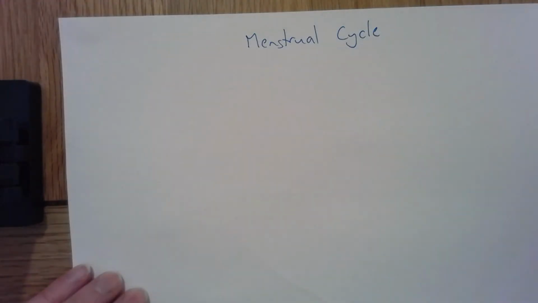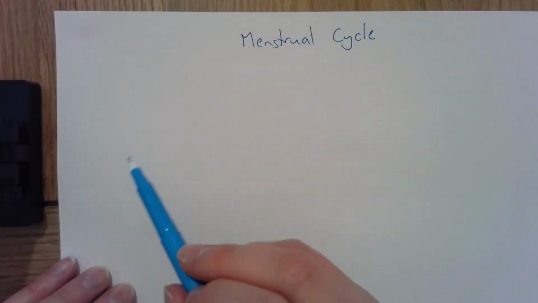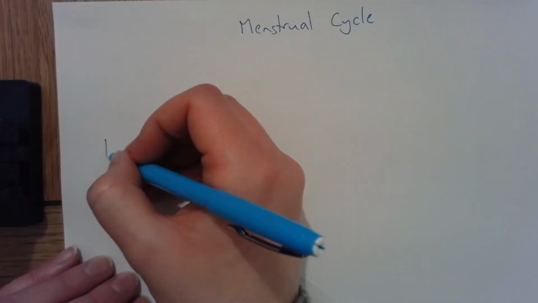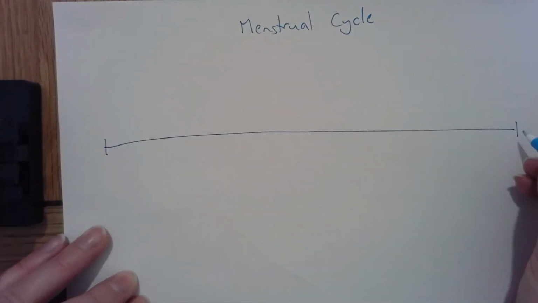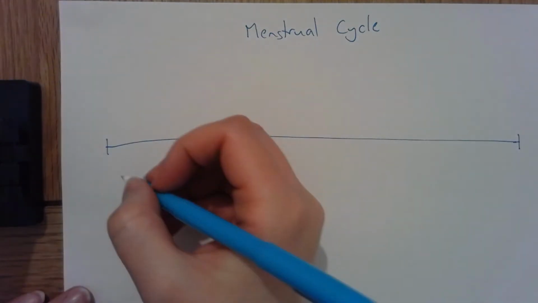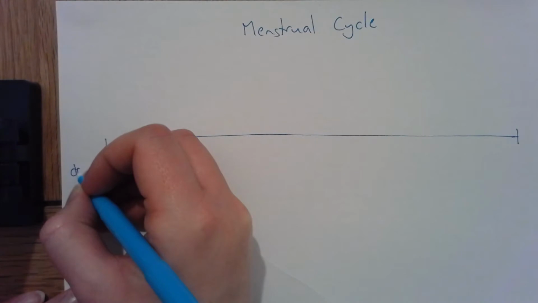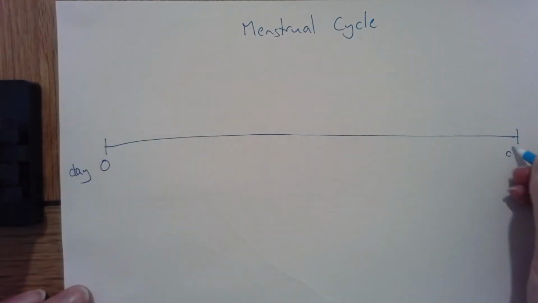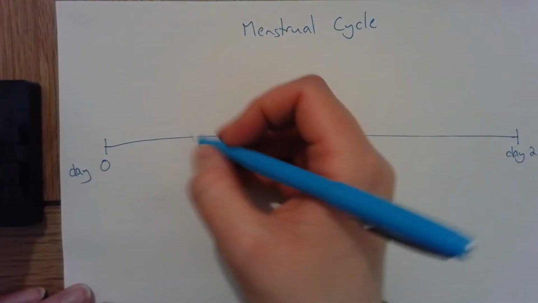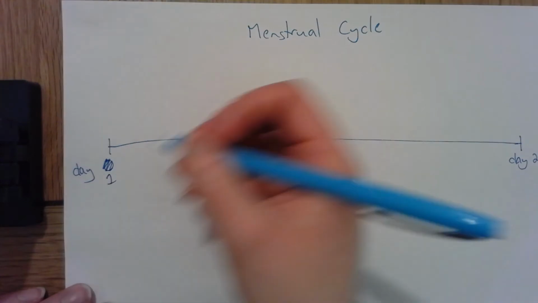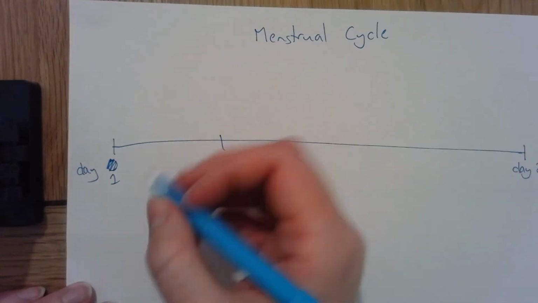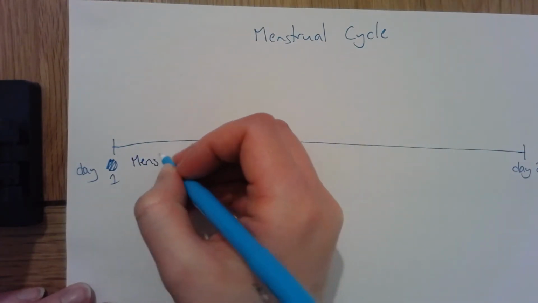So I'm going to draw a sort of timeline, but remember it is a cycle, so it's not a straight line, it goes round and around. As soon as you get to the end, you go back to the beginning again. So this is all kind of averages, so it does vary from woman to woman. We start with day 0 and we end on day 28. Day 0 actually should be day 1. Day 1 to day 5-ish, 5 to 7. This is the period of menstruation.